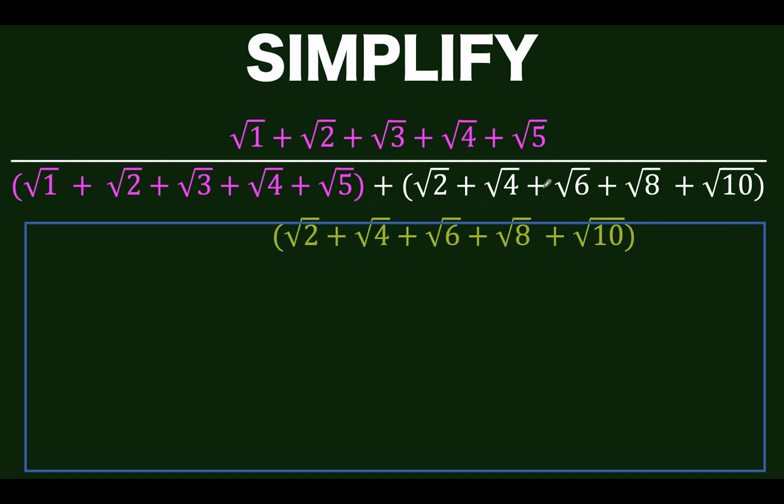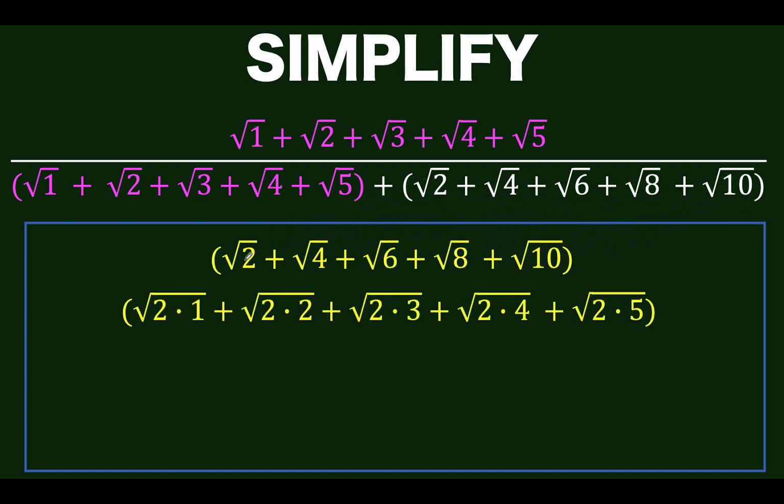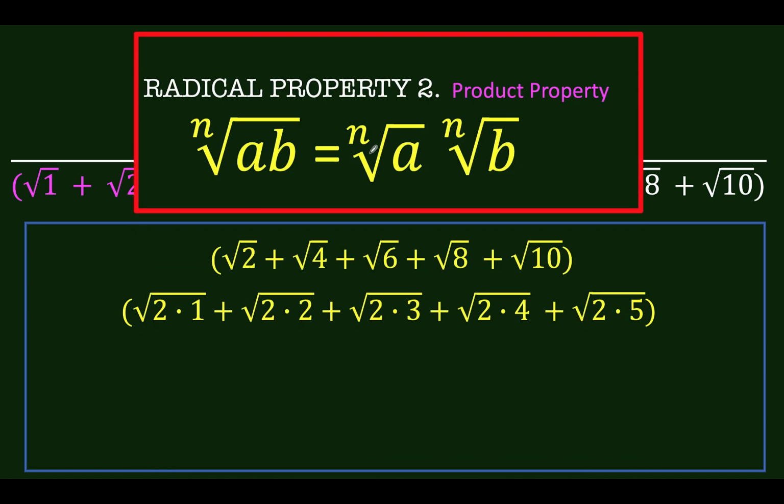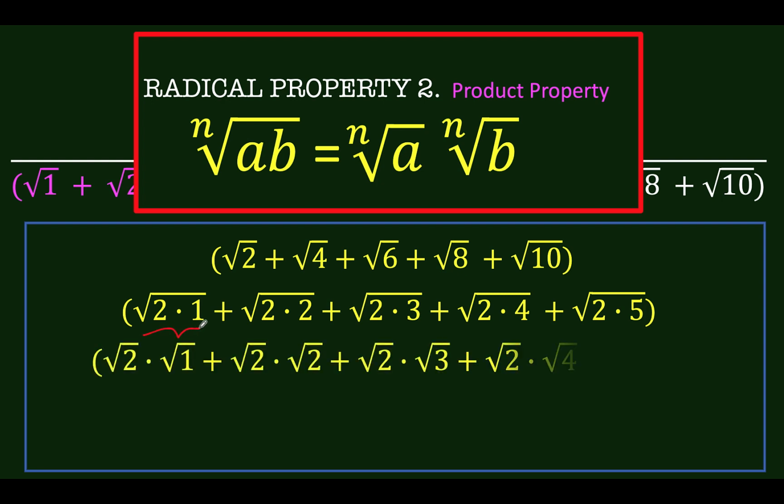Then let's take this part and simplify this. So let's copy that part here. We can now re-express this as square root of 2 times 1, square root of 2 times 2, square root of 2 times 3, square root of 2 times 4, and square root of 2 times 5. And applying now this product property of radicals, we can split this part here into two radicals this way. So this square root of 2 times 1 is now square root of 2 times square root of 1. The same here. This is now two radicals. And this is now the application of this product property of radicals. So the same explanation for the rest of them.